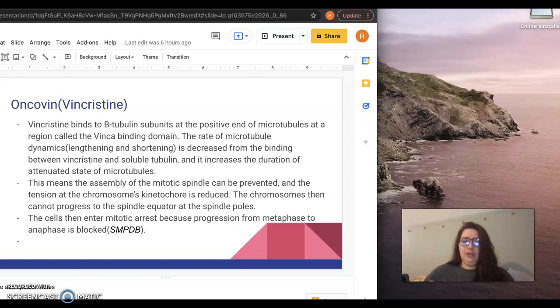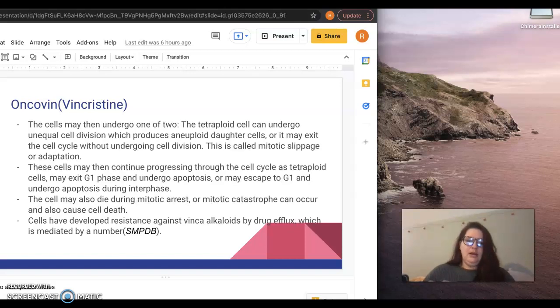This means that the assembly of the mitotic spindle can be prevented, and the tension at the chromosome's kinetochore is reduced. The chromosomes then cannot progress to the spindle equator at the spindle poles. The cells then can enter mitotic arrest because progression from metaphase to anaphase has been blocked. The cells can then undergo one of two options. The tetraploid cell can undergo unequal cell division, which produces aneuploid daughter cells, or it can exit the cell cycle without undergoing cell division, and this is called mitotic slippage or adaptation.